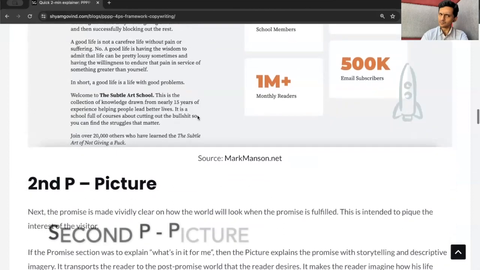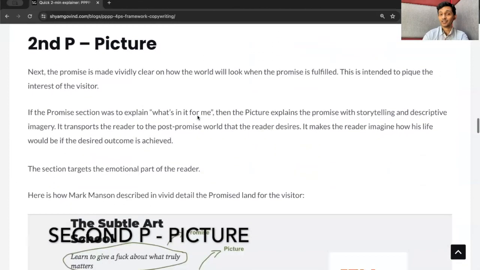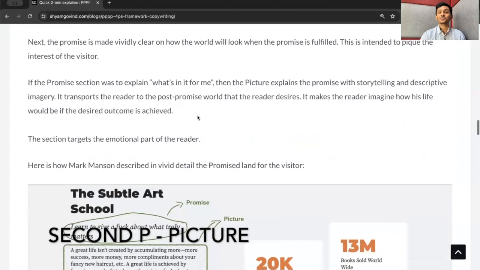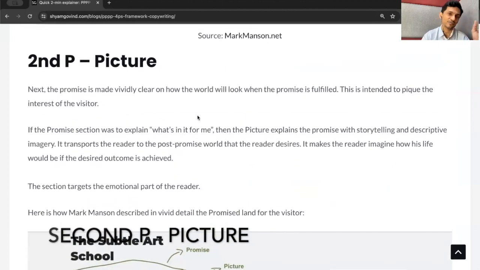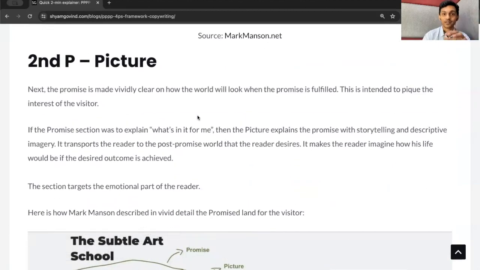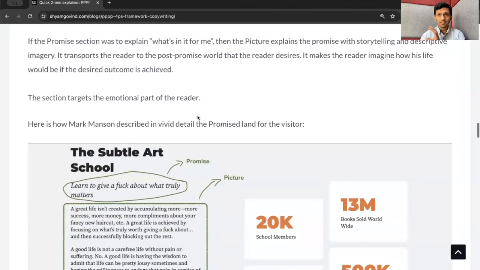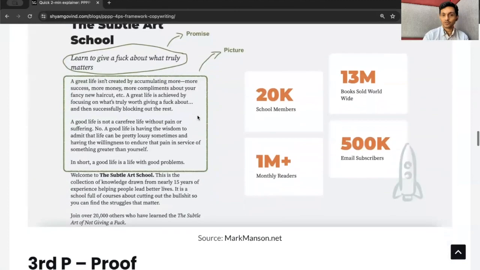All right. Once that is done, then it's not enough. You need to show the picture. You need to show a clear picture on how that beautiful dream would look like when the reader gets there, right? So it has to be very visual as much as possible, right? So look at how he has done it. Just beneath the promise line, he mentions the entire picture. He clearly describes it.